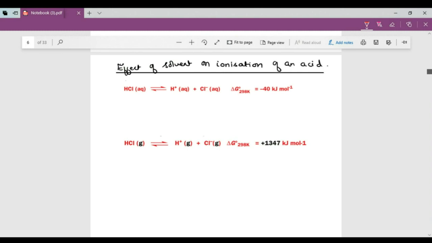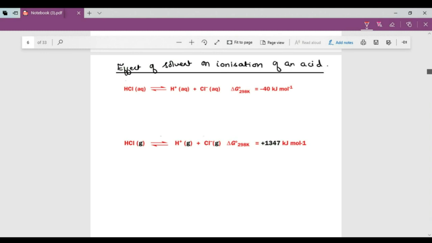Now, see, ionization of an acid is certainly very much influenced by the solvent. Now, how does a solvent have an impact on the ionization of an acid? Well, the solvent has an impact. For example, let me take an example.